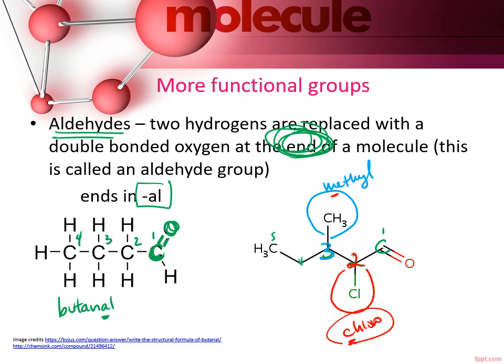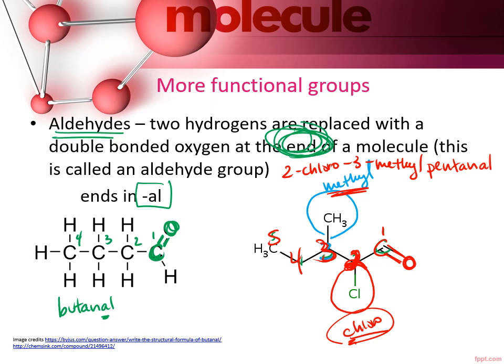So I'm going to call this guy 2-chloro, because it's on carbon number 2, and then we're going to call it 3-methyl. Back to counting my carbons, there were 1, 2, 3, 4, 5 carbons. That's pent. And because I have this double bonded O at the very end, I'm going to call it -al. 2-chloro, 3-methylpentanal, because I have this double bonded O at the very beginning of the molecule. Good? All right.